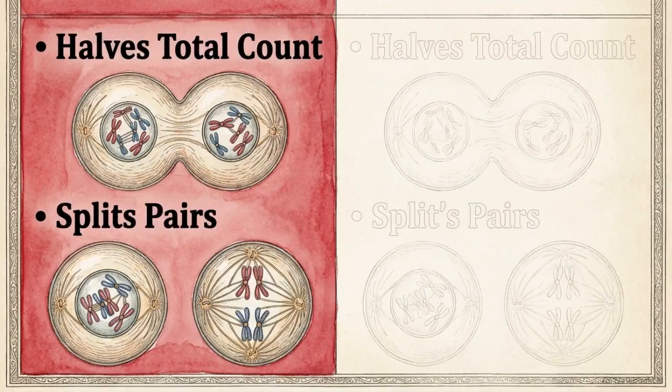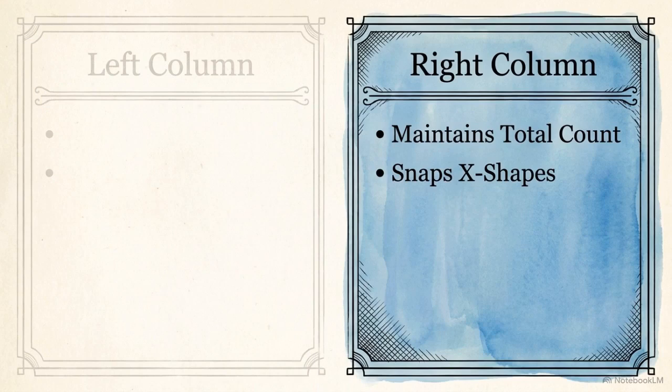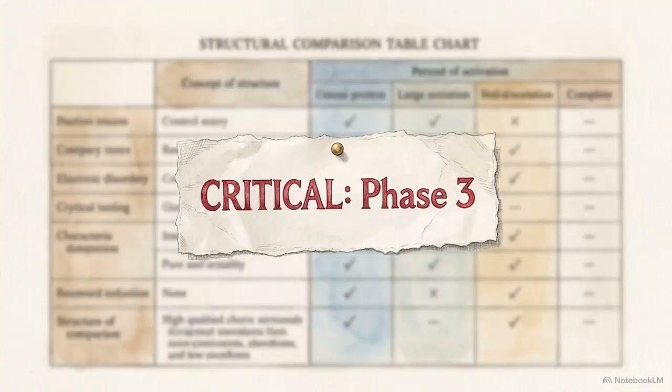This cheat sheet table compares everything we just covered. Keep track of the differences. Meiosis I is reductional and separates homologous chromosomes, while meiosis II is equational and separates sister chromatids. And always remember, crossing over is exclusive to pachytene.